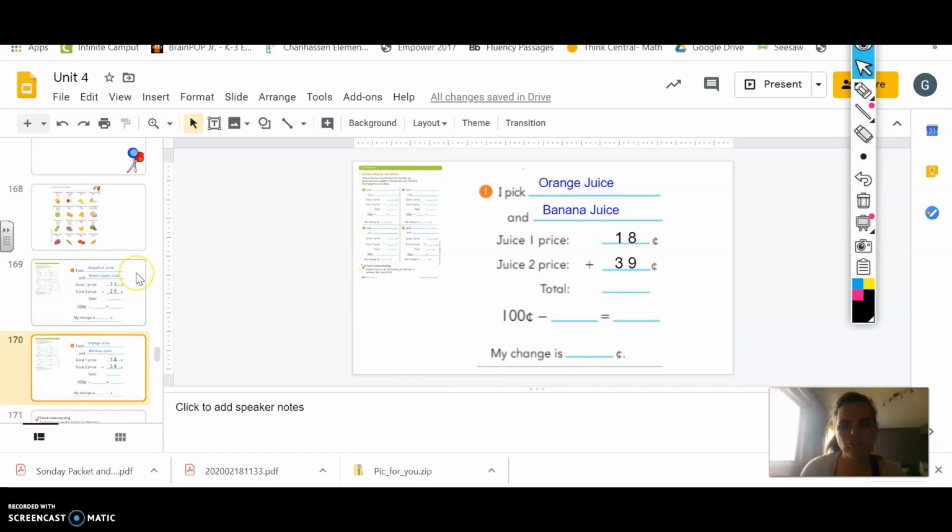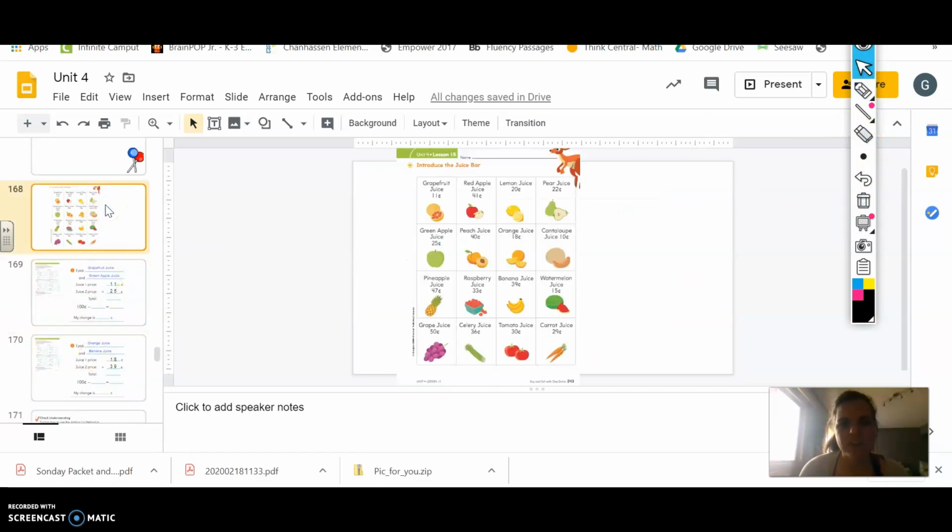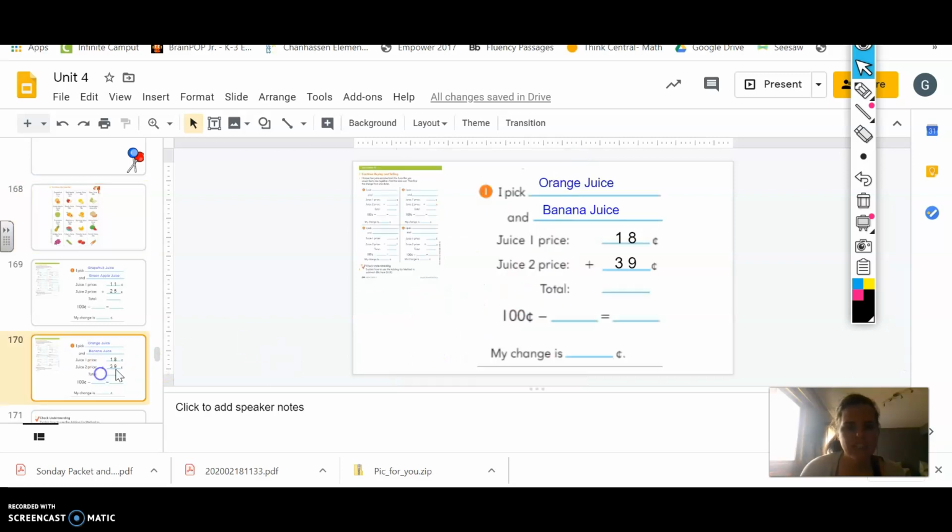Okay, once I finish with 1, now I'm going to move on to the next one, and I'm going to pick 2 new juices. So I went back to this page and I picked orange juice. So my orange juice costs 18 cents and my banana juice costs 39 cents. So I wrote orange juice and banana juice, then juice price number 1, orange juice was 18 cents, juice price number 2 was 39 cents.